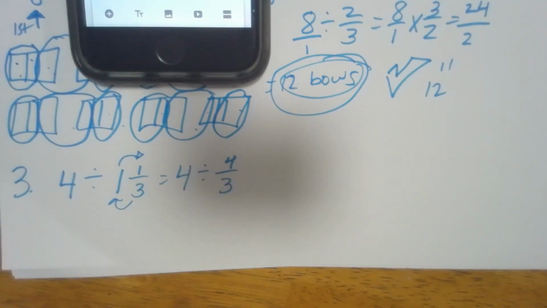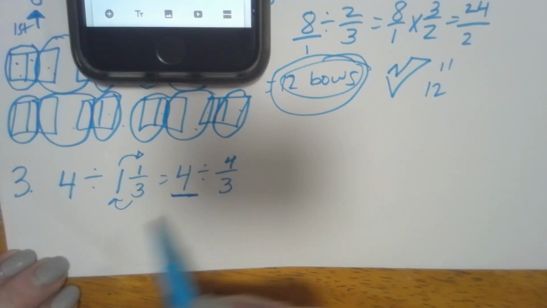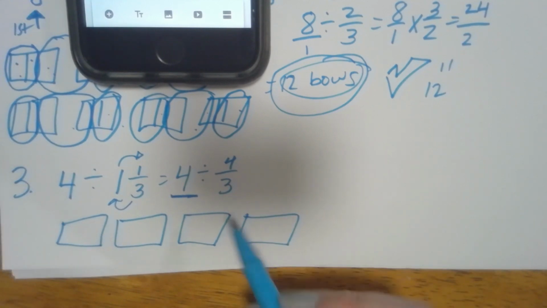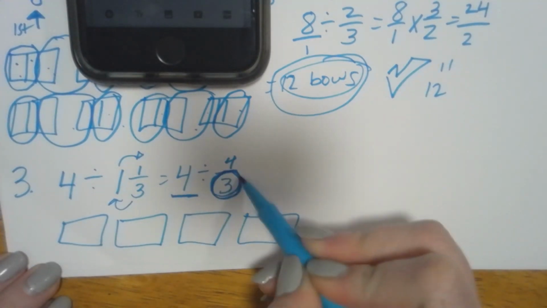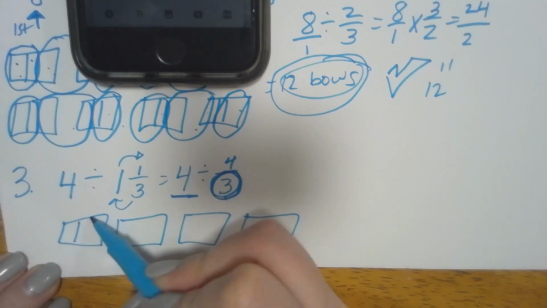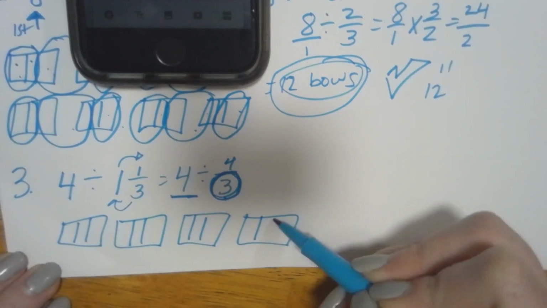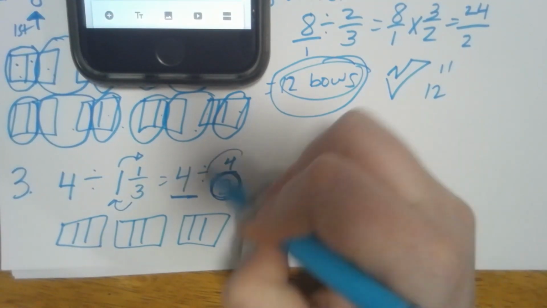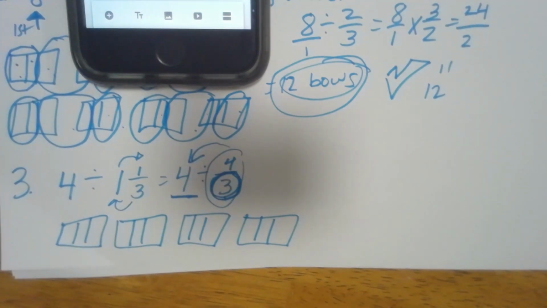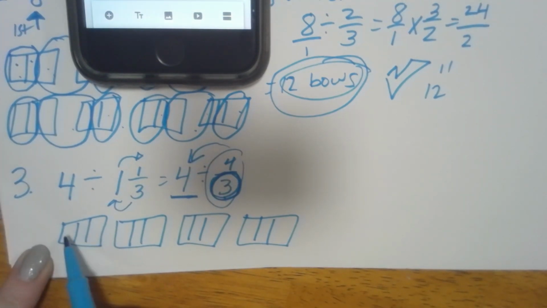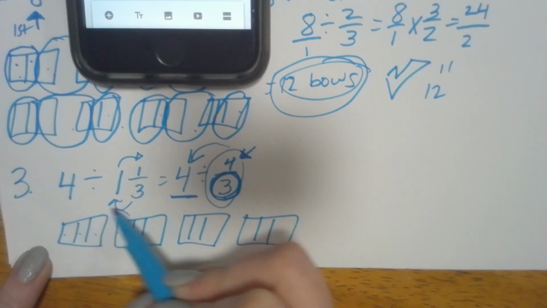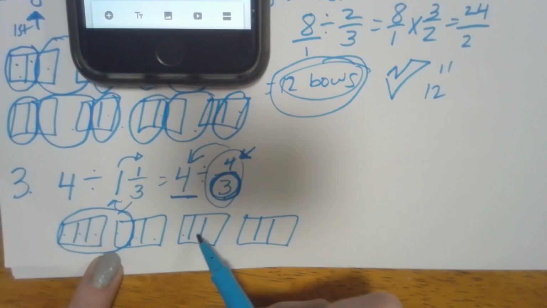Make our wholes. 1, 2, 3, 4. Split our wholes into whatever the denominator tells us to. 3 parts for the denominator. Alright, then ask ourselves, how many 4/3 fit into 4 wholes? Okay, same process. I have thirds here, 1/3, 1/3, 1/3. So I just need to count them by 4 this time. 1, 2, 3, 4. Here's 1. 1, 2, 3, 4. 1, 2, 3, 4.